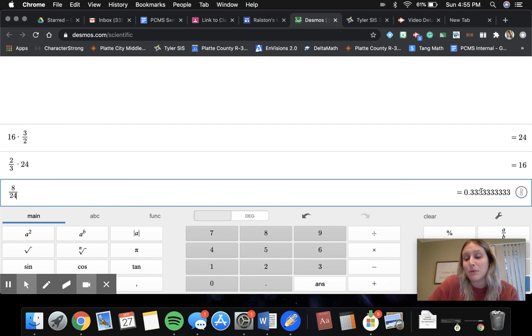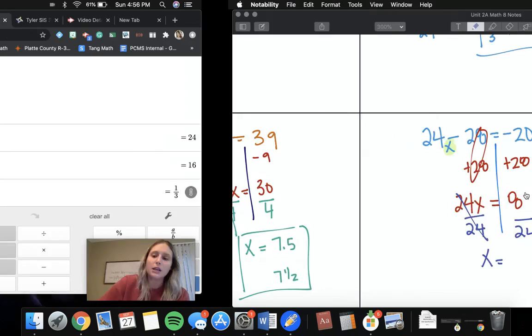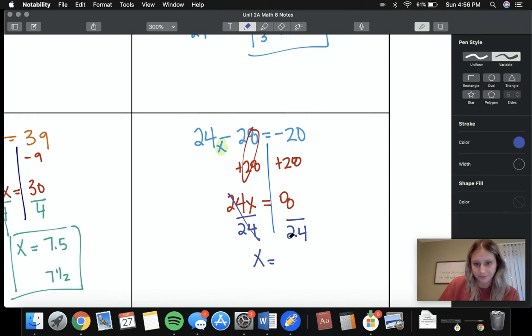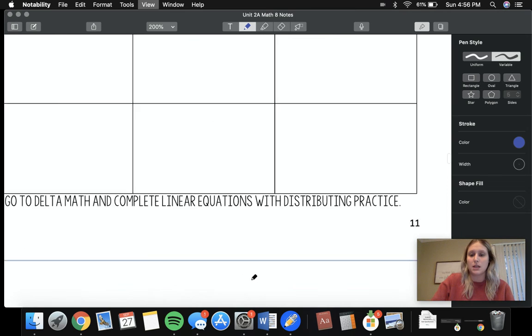But in 8th grade and when we get to high school, we really like fractions a lot more than decimals. So if you hit this little button, convert to a fraction, it converts it for you, and you don't have to really do that much. So pretty cool with that. So x equals 1/3. We'll talk about how to check tomorrow in class.